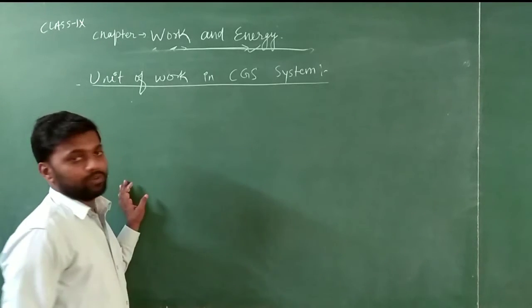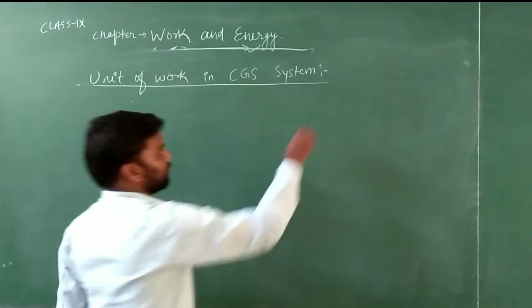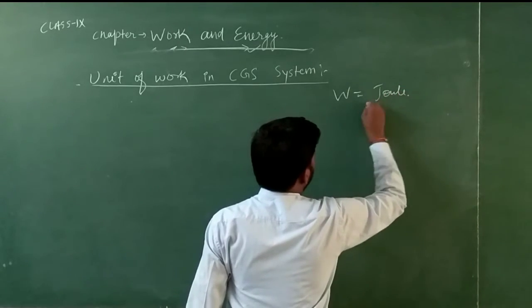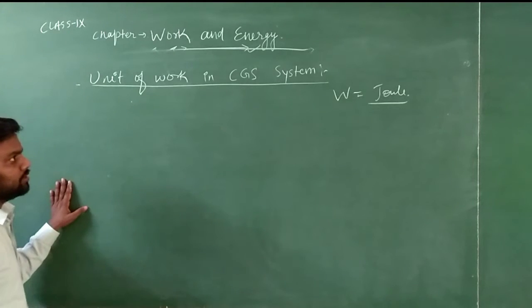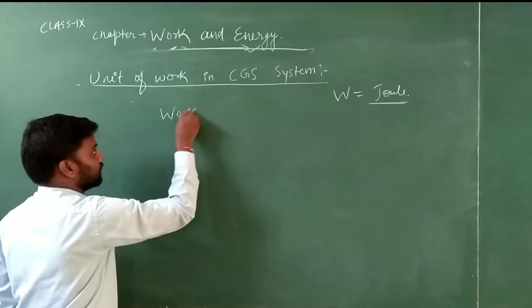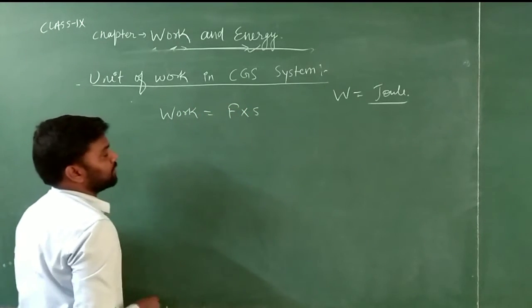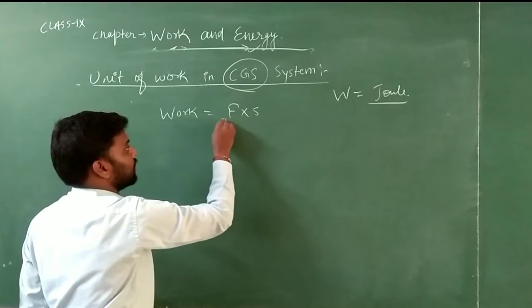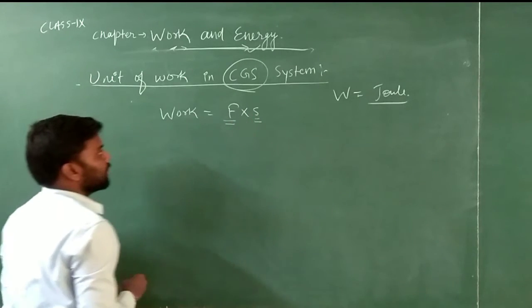Here we will see the unit of work in CGS system. We have already seen that the unit of work in SI system is joule. But what will be the unit of work in CGS system? Okay, students. So we know the formula of work equal to force into displacement. But we are talking about the CGS system here. So we will put the value of force in CGS system also and the displacement in CGS system also.